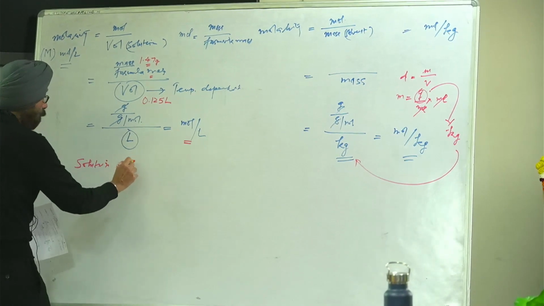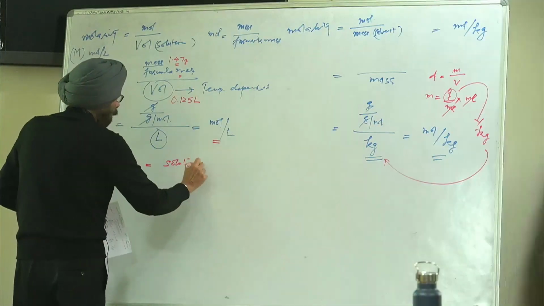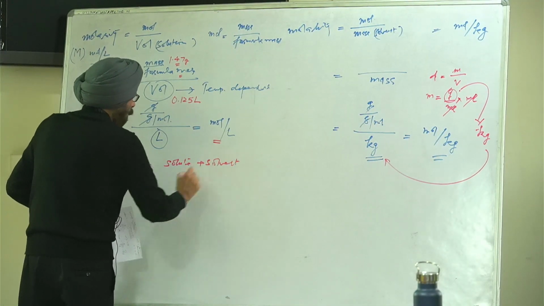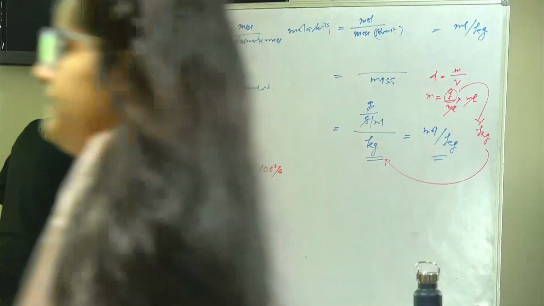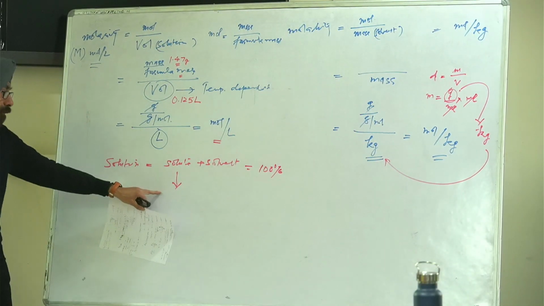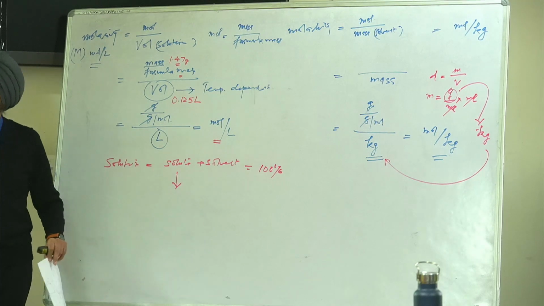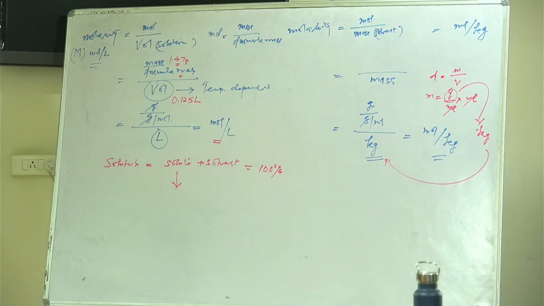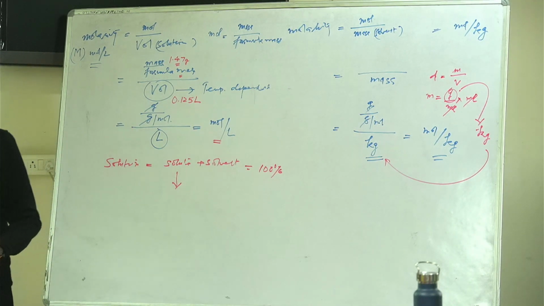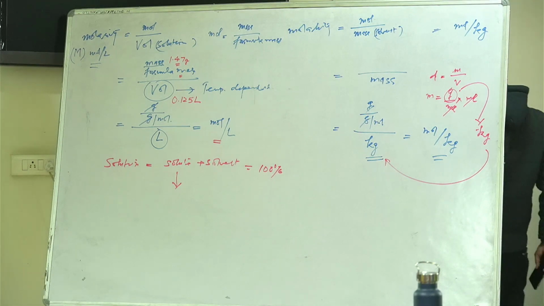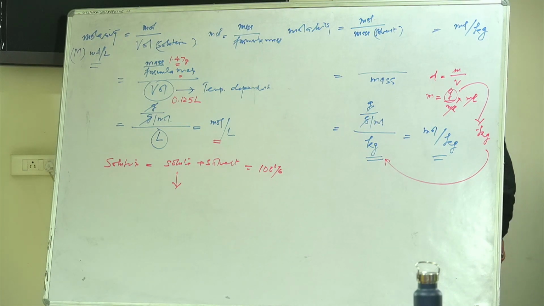So solution is solute plus solvent. If we consider it 100%, you could have the percentage of the solute anywhere between 1% to all the way 99%. In that way the definition reverts: whichever component is more than 50%, that would be the solvent and the other one would be the solute.